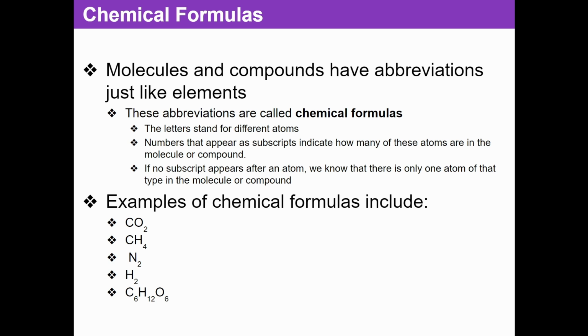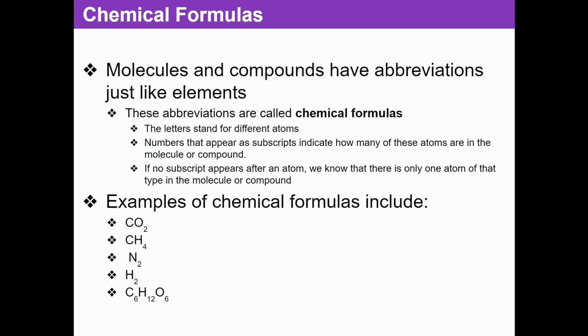Molecules and compounds do have abbreviations just like elements, and these are called chemical formulas. They include letters and numbers. The letters stand for different atoms. The numbers that appear as subscripts indicate how many of these atoms are in the molecule or compound. And if there's no subscript after the atom, we know there's only one of that type in the molecule or molecular compound. So here are some examples. CO2 is carbon dioxide. CH4 is methane. N2 is nitrogen gas. H2 is hydrogen gas.